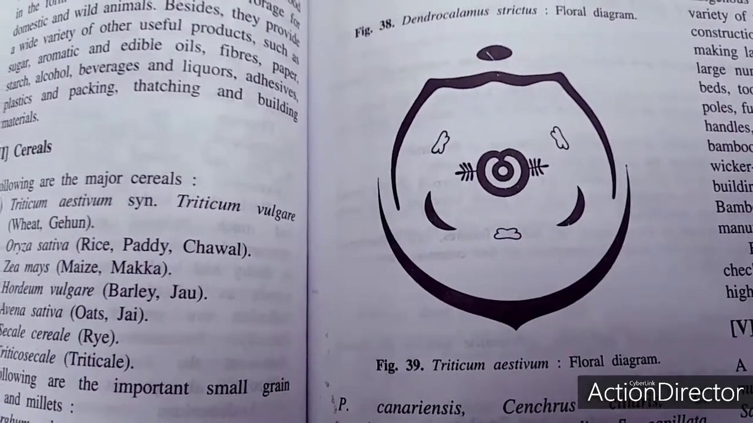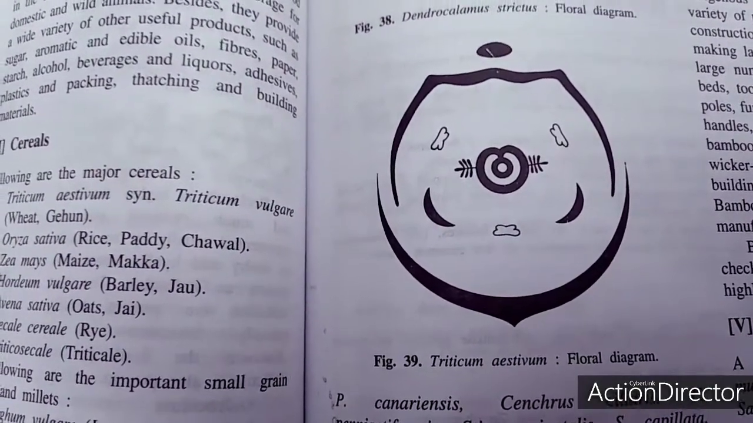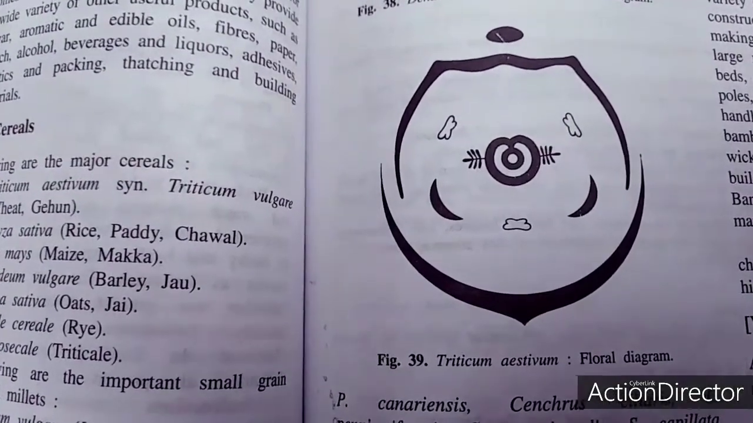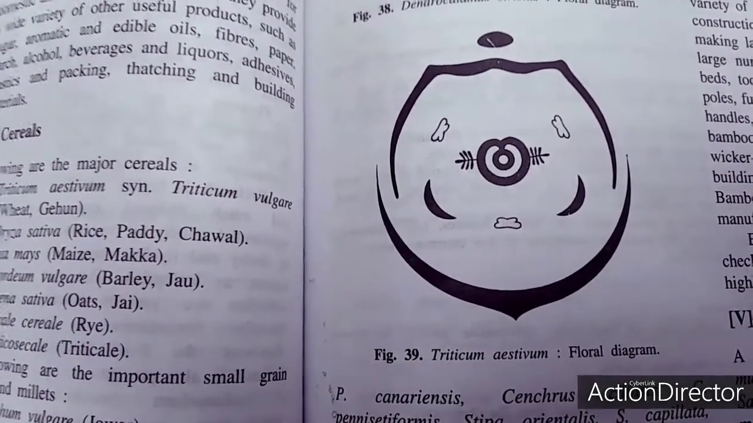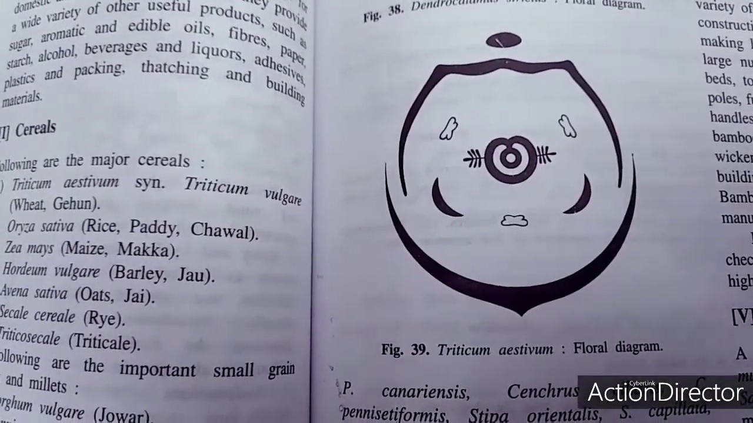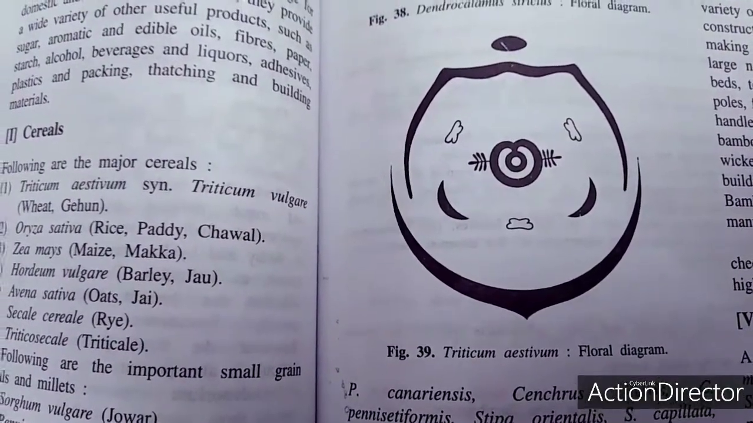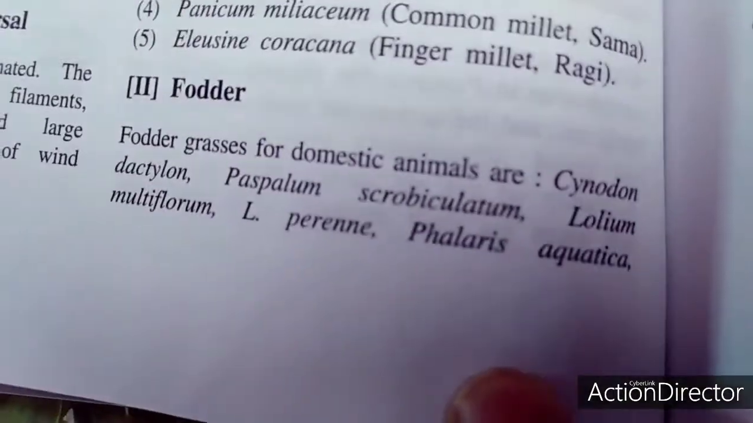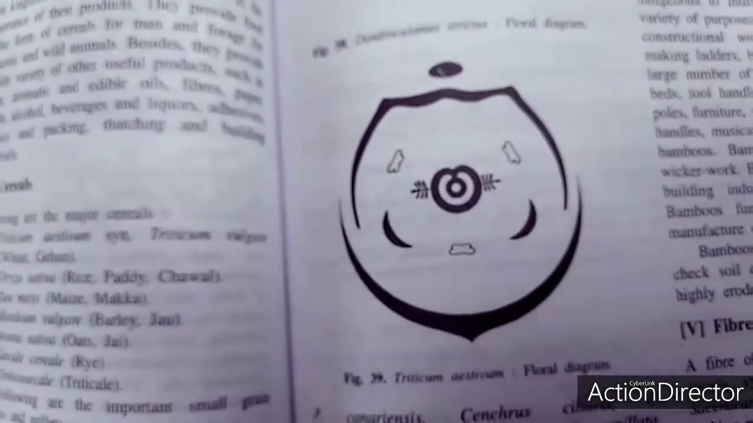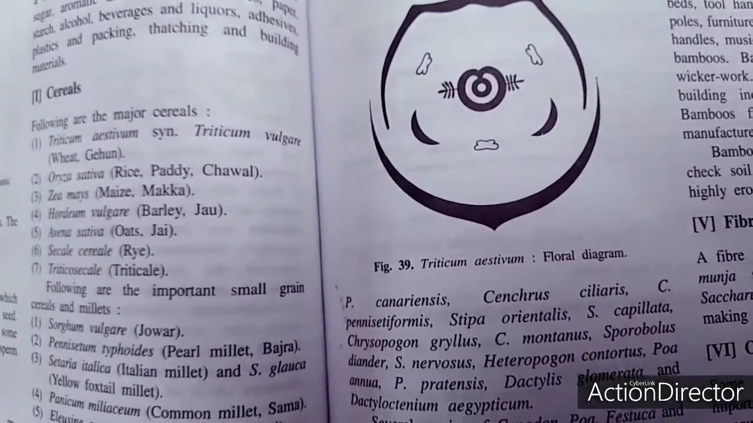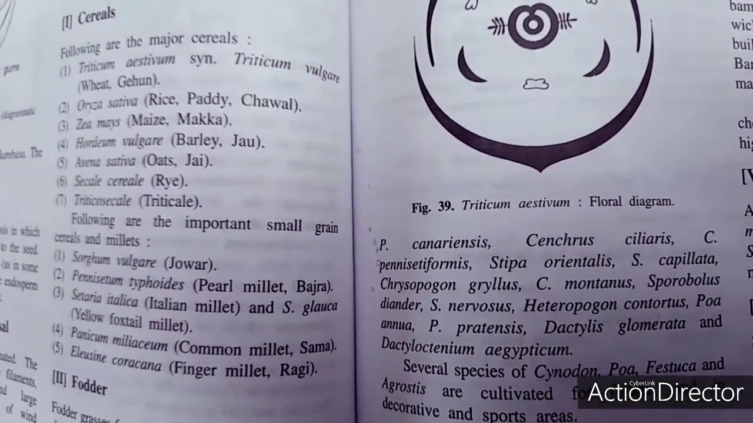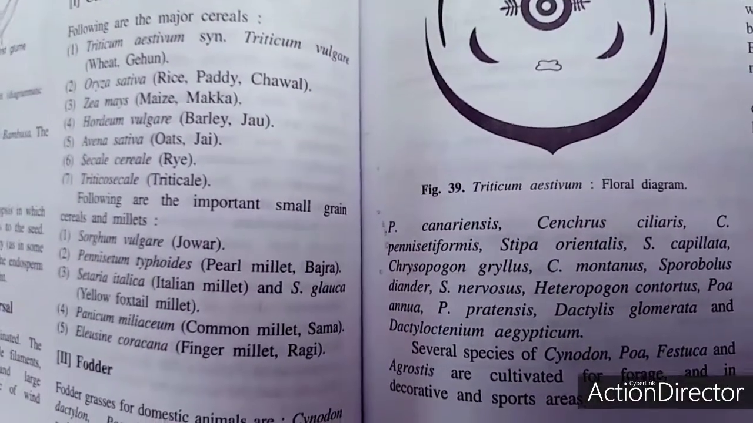Setaria italica is yellow foxtail millet. Panicum miliaceum is common millet. Eleusine coracana is finger millet, ragi. Fodders are also there: Cynodon dactylon and Paspalum also belong to this family. Another economically important one is Lolium, with many species of Lolium. Phalaris is also there, and also Saccharum, Stipa, Chrysopogon and Heteropogon belong to this family.